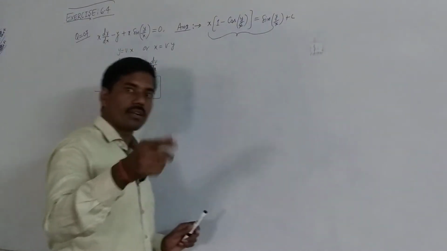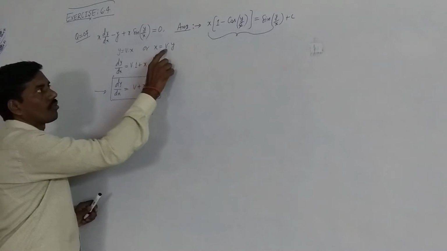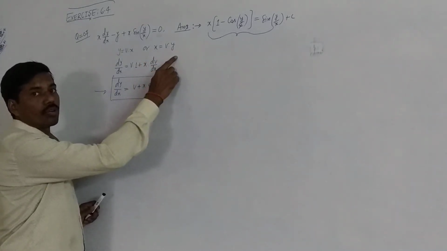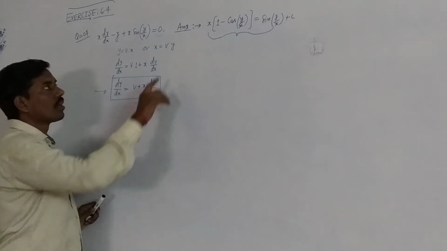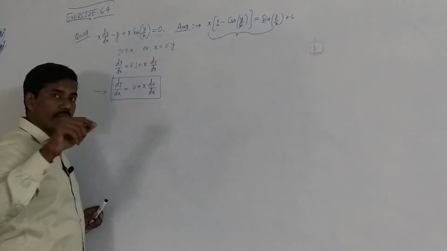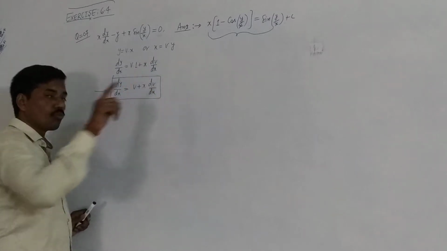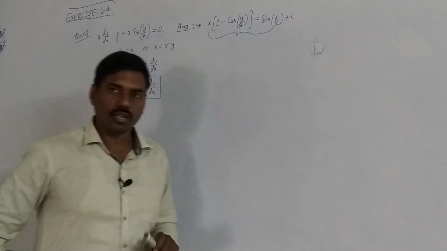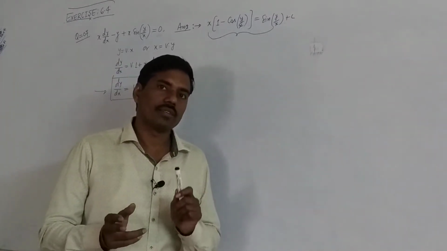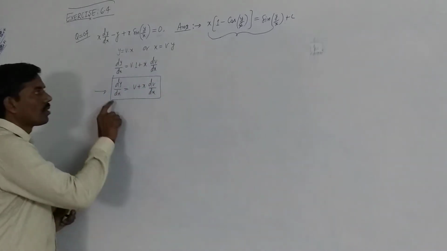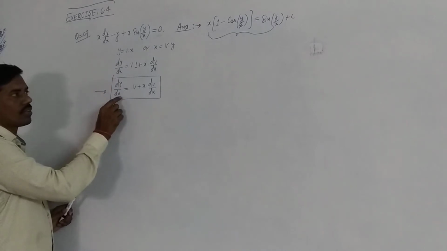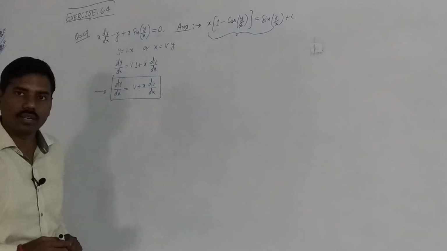Okay, you can change x in the form of v and y, after that you have to take dx upon dy in the form of dv upon dy. You are free to use any one substitution. Here we change dy by dx in the form of dv by dx.